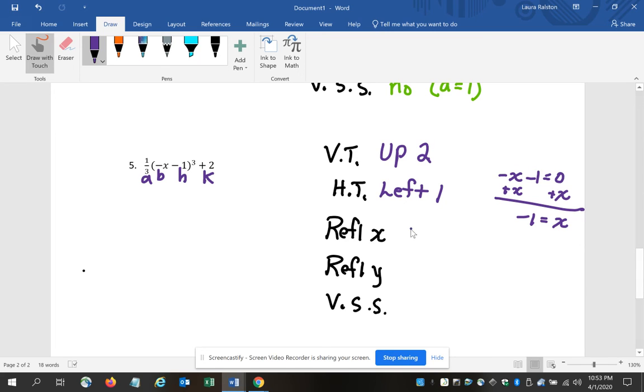a is positive, so there's no reflection on x. b is negative, there is a reflection on y. And my a value numerically is 1/3, which is less than 1, so that would be a compression or a shrink because a is less than 1.